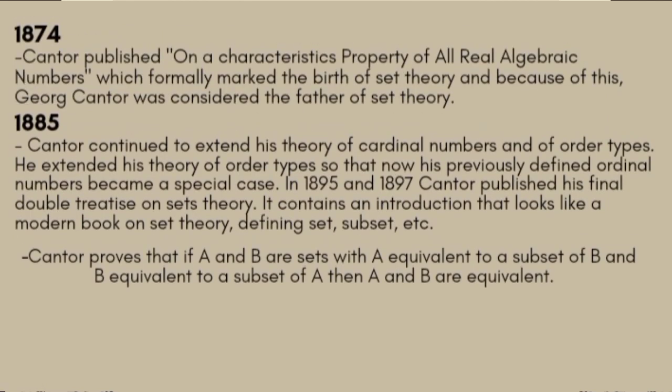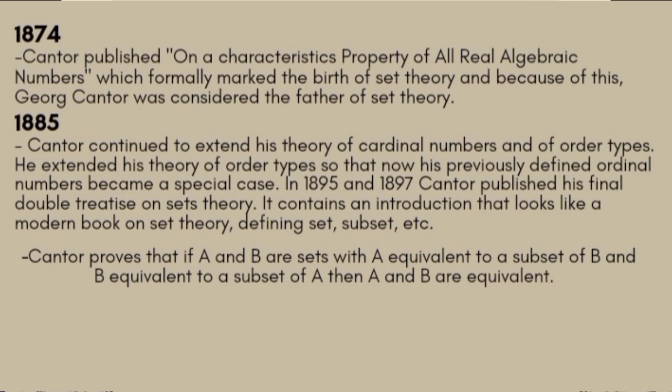In 1874, Cantor published on a characteristic property of all real algebraic numbers, which formally marked the birth of set theory, and because of this, George Cantor was considered the father of set theory. And in 1885, Cantor continued to extend his theory of cardinal numbers and of order types. He extended his theory of order types so that now his previously defined ordinal numbers became a special case.